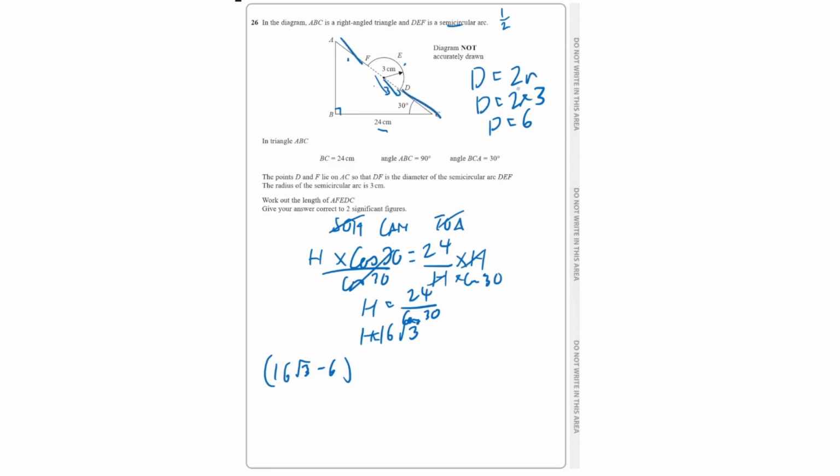But now we need the circumference of this semicircular arc. So how do we find circumference? The formula is 2 pi r. Now notice how it's a semicircular arc. That means half of it. So we simply multiply by 1/2. And notice how the 2's cancel out. So all we have is pi r. So we simply add this with pi r, and r happens to be 3. And this will actually give us our final answer when we put this into the calculator.